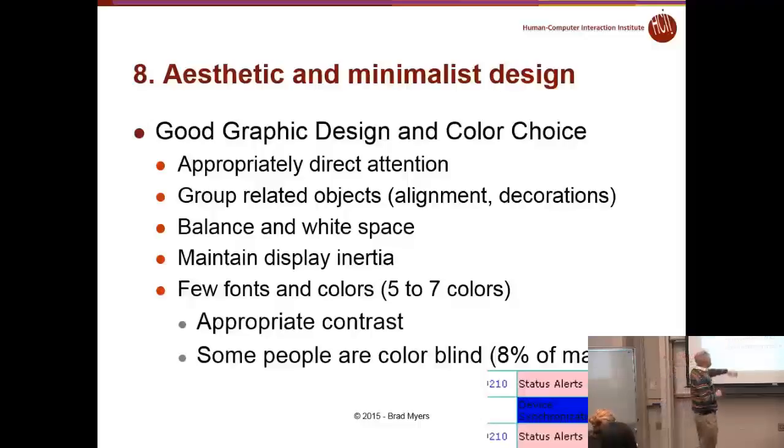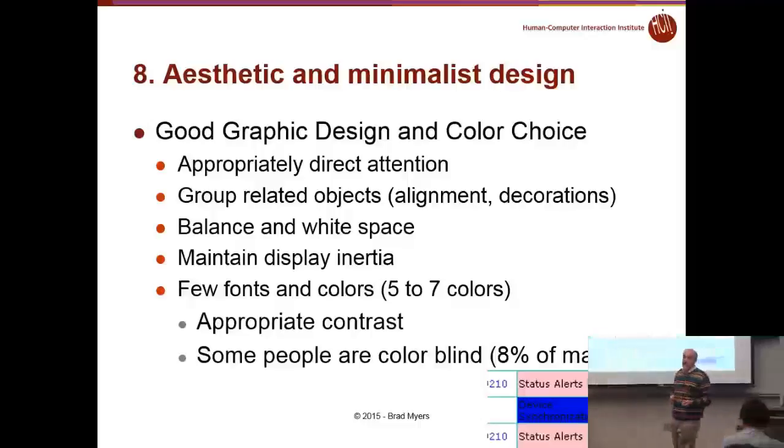On the other hand, color is very salient. It's very easy to see for everybody else. So you don't want to say, okay, some people are colorblind, so we won't use color at all. Instead, you should say, we're going to use colors appropriately, but for the colorblind, we're going to have redundant coding.